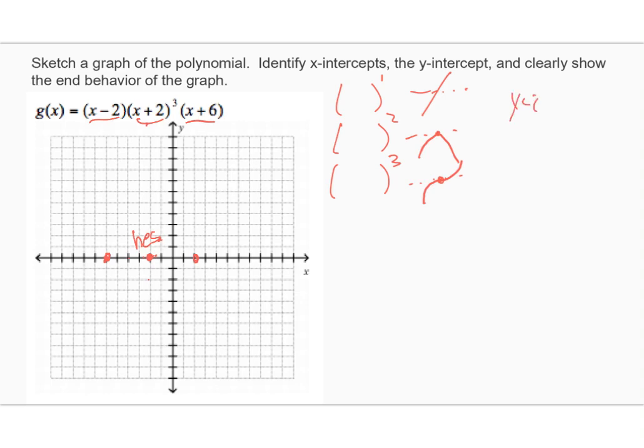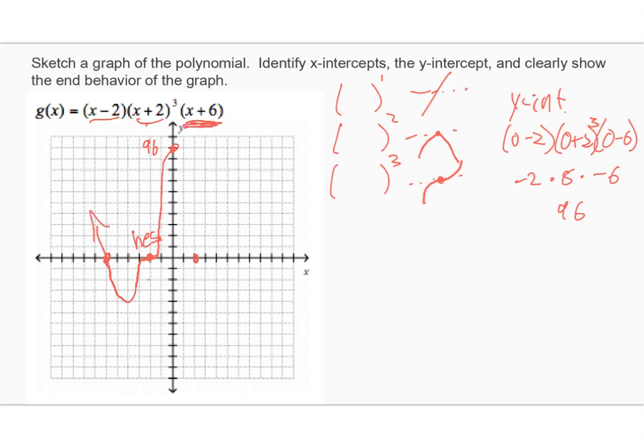I've also got to find my y-intercept. That's going to be at 0 minus 2, 0 plus 2 cubed, 0 minus 6. We've got negative 2 times 8 times negative 6, which is going to be positive 96. I'm just going to put that here and call that 96. Okay, so now as I go through here, my hesitation looks like that. I'm going to pass back through here. Because there's no power bigger than 1 there, it just keeps going. Same thing as I go to the right.